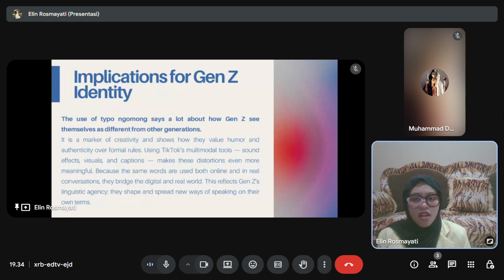the same words are used both online and in real conversation. They bridge the digital and real world. This reflects Gen Z's linguistic agency. They shape and spread new ways of speaking on their own terms.